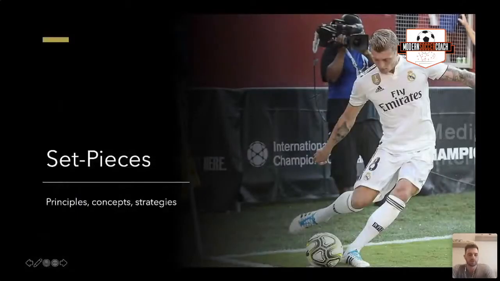I'm going to talk about the basic principles, concepts, and strategies in set pieces. And Toni Kroos is my favorite player. This is how he got into the picture.